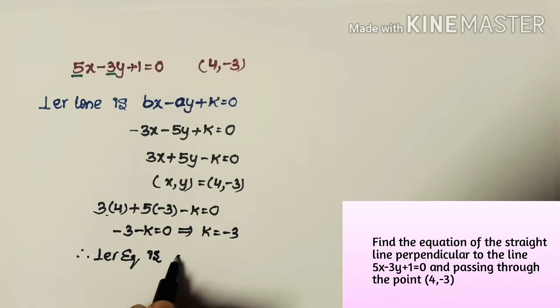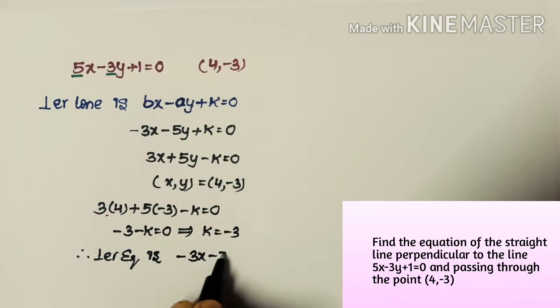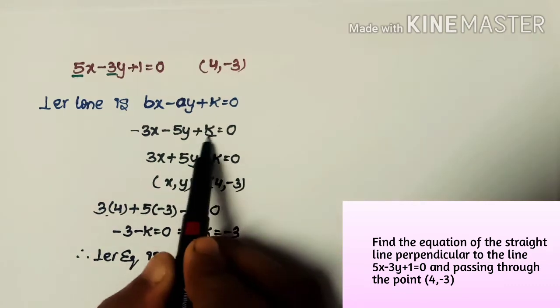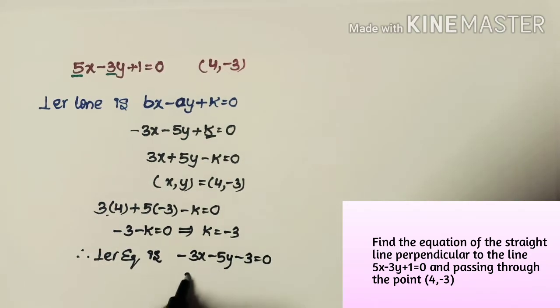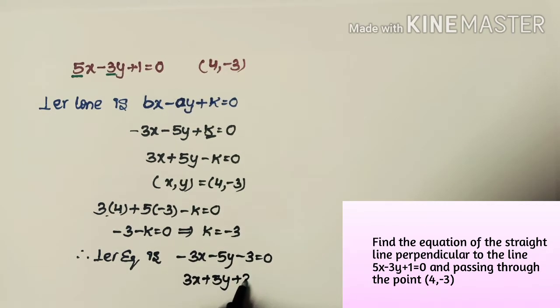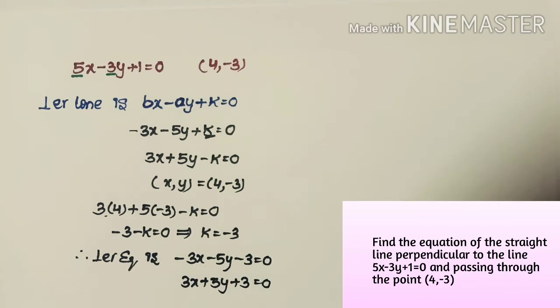Perpendicular equation is minus 3x minus 5y minus k equal to 0. Here, what is the k value? k is equal to -3. That is 3x plus 5y plus 3 equal to 0, which is the required answer.